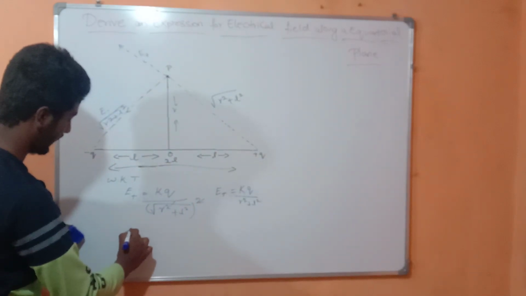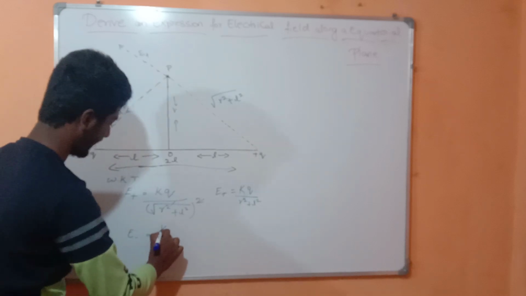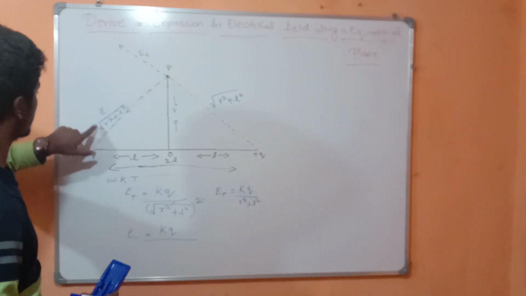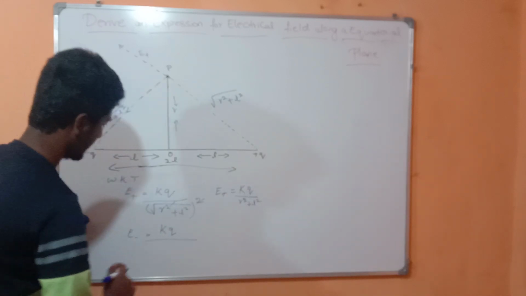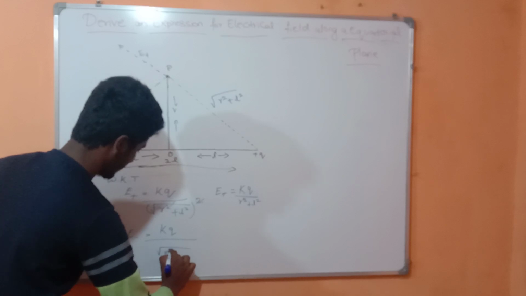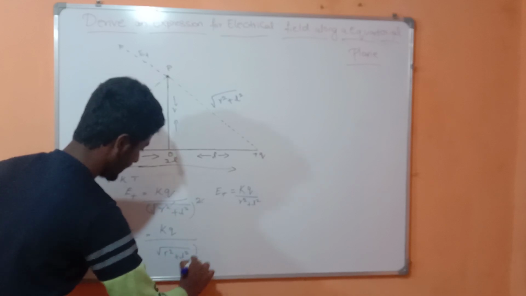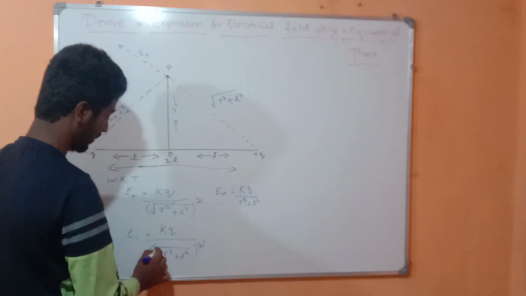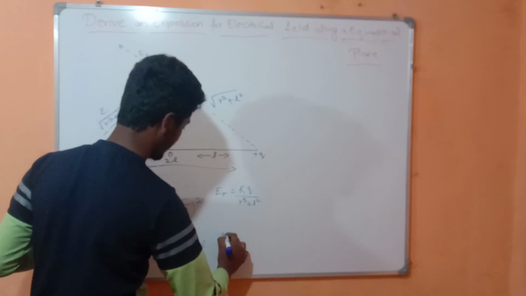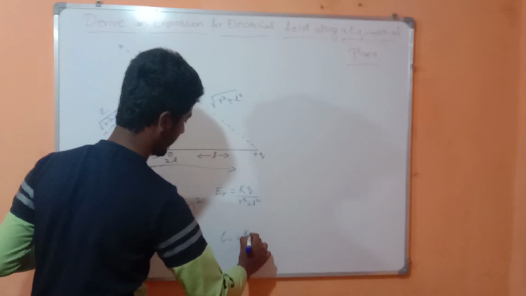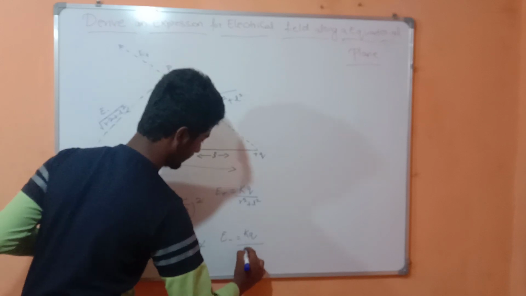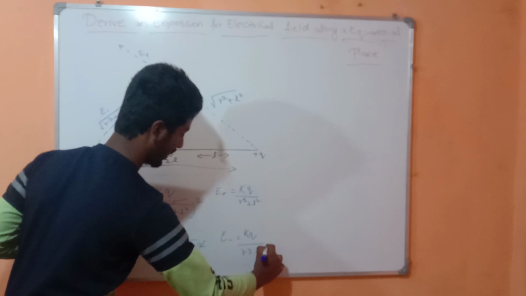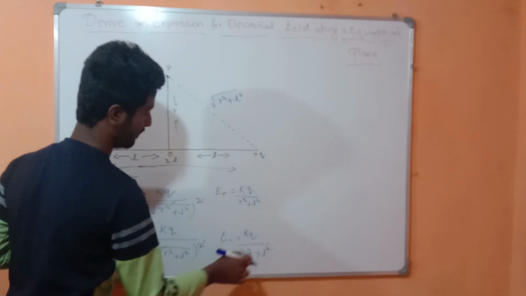Now let me find E minus. It will be K times Q divided by the same: root R square plus L square, the whole square. As we learned in the previous class, the square and square root will cancel out. What do we have left? E minus will be equal to K times Q divided by R square plus L square, dear children.